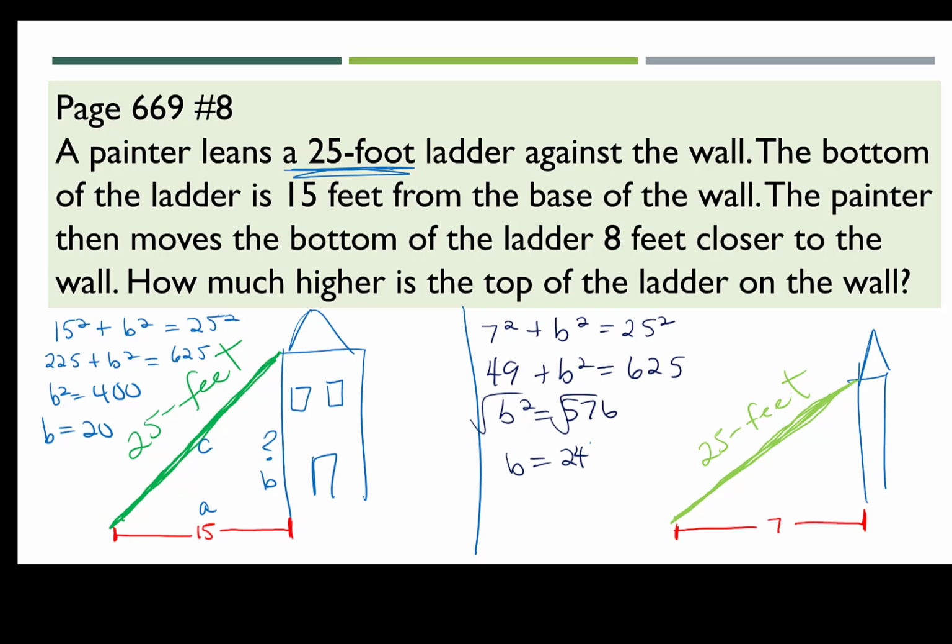Now the question is, how much higher is the top of the ladder? It was originally 20 feet up the height of the house. Now it's 24 feet because think about it, if you move a ladder closer to the house, the top of the ladder is going to go higher. And so the answer to this question is 24 minus 20, which is 4 feet.